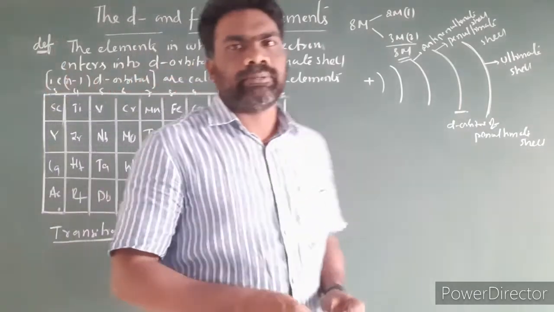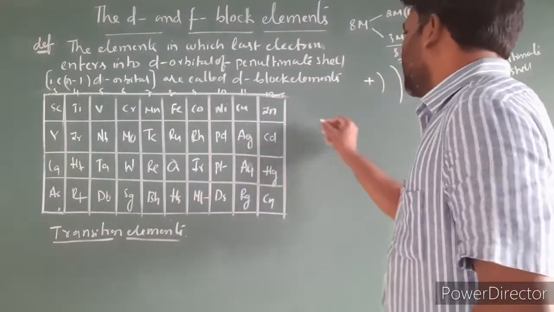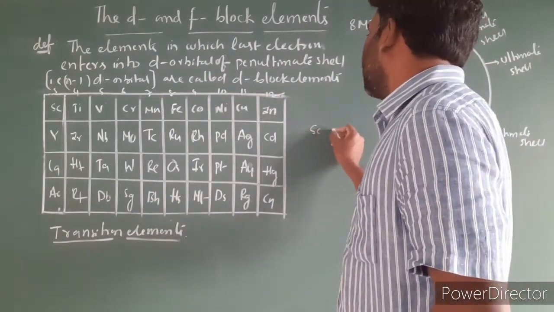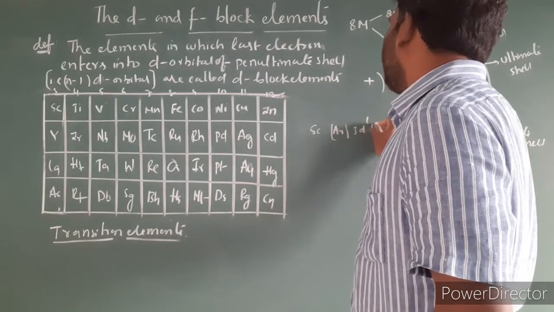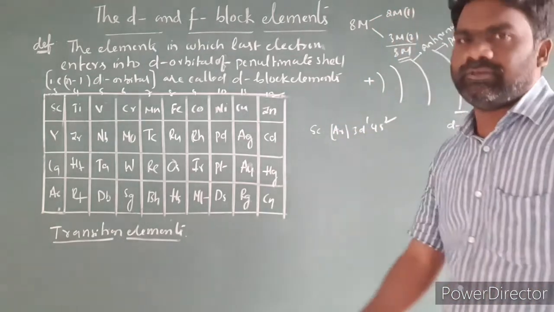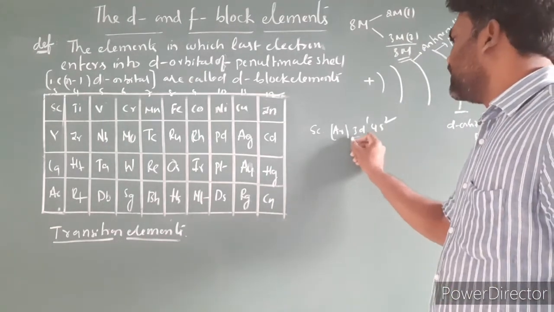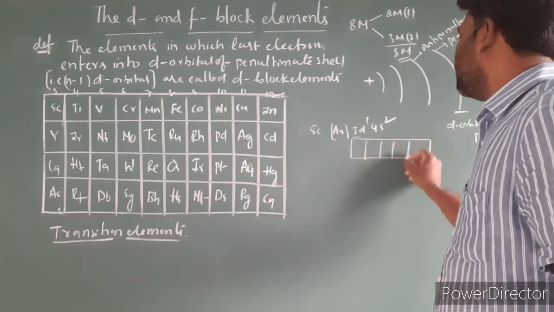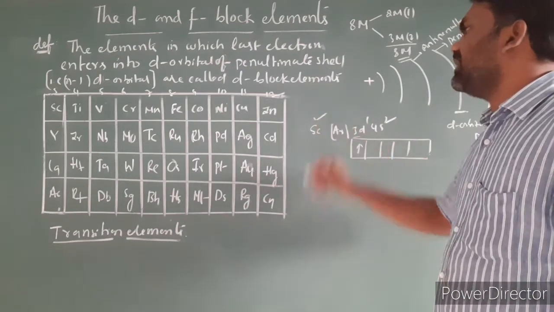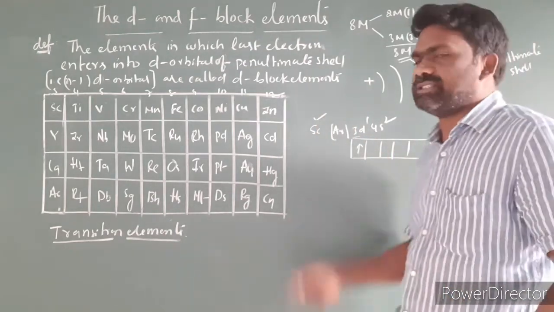So what is a transition element? Let's understand by taking an example, scandium. The scandium electron configuration is argon 3d1 4s2. If you look at this d orbital, it is incompletely filled. So scandium has an incompletely filled d orbital. It is a transition element.